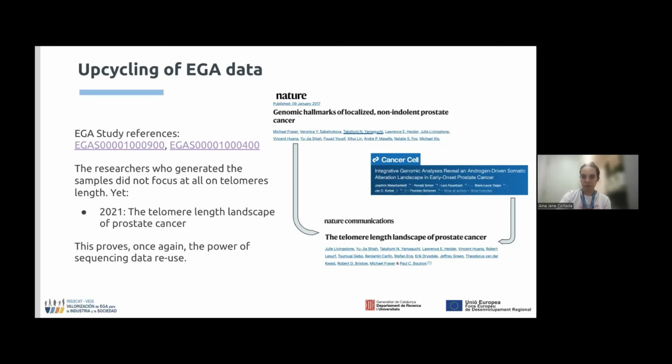So the original researchers did study specific genetic mutations and the features of prostate cancer, but they did not focus at all on the telomere length when they were generating the samples. Yet this data was reused and they discovered new features with this data.